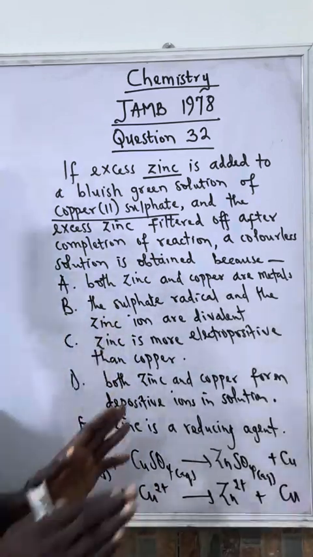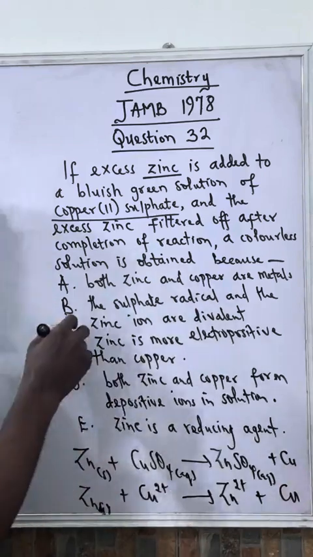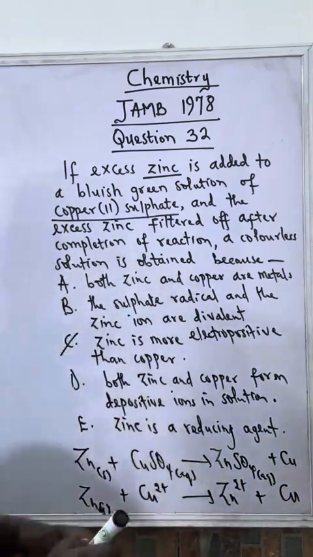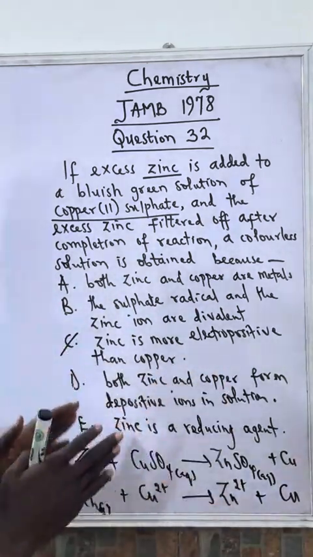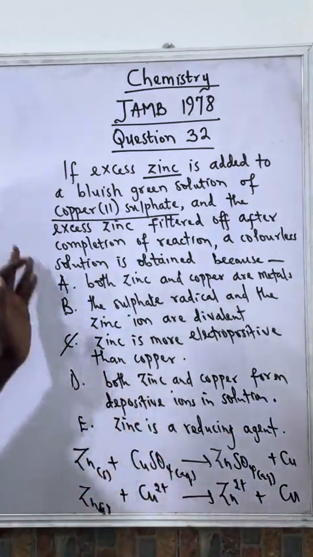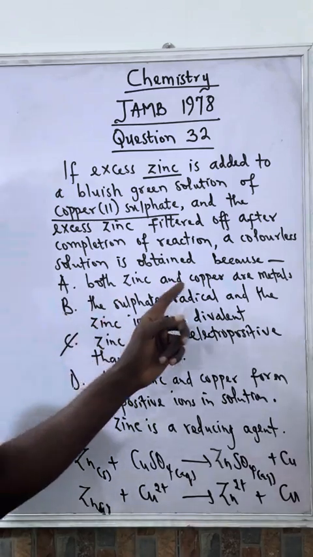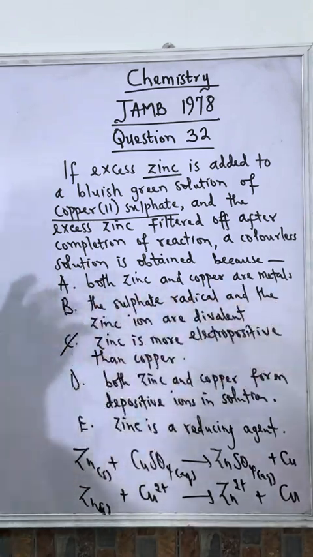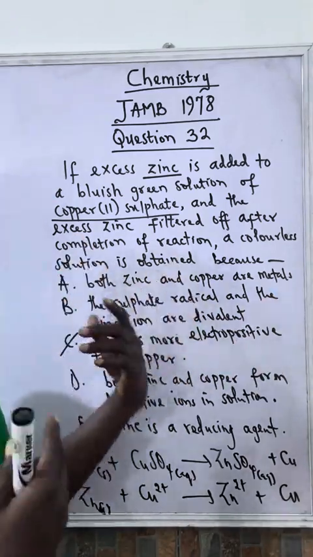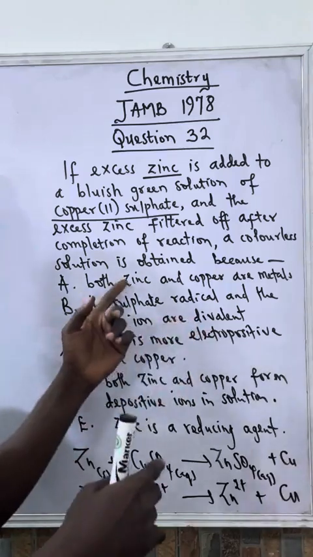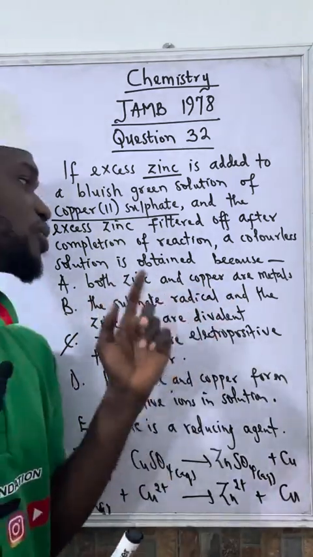So what really happens here is that zinc is more electropositive than copper, and that is the correct answer, option C. Other options are wrong. A says both zinc and copper are metals. Even though both are metals, that's not the reason. The reason is that zinc is more electropositive than copper.